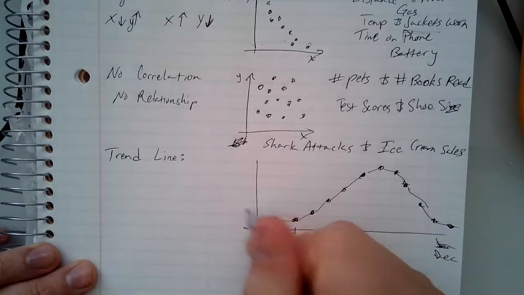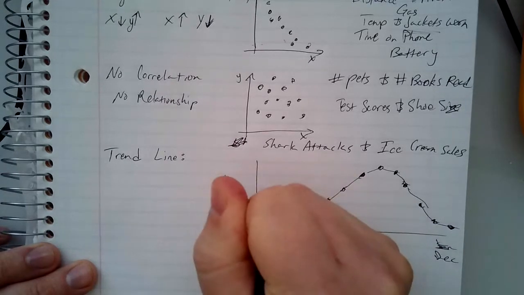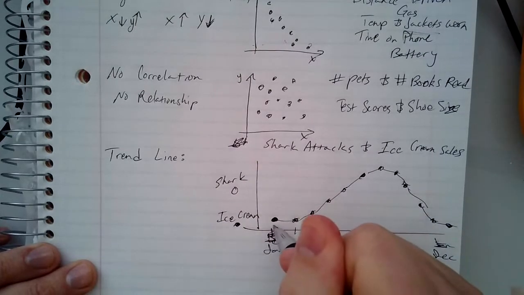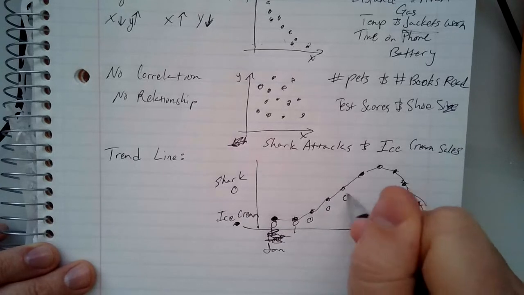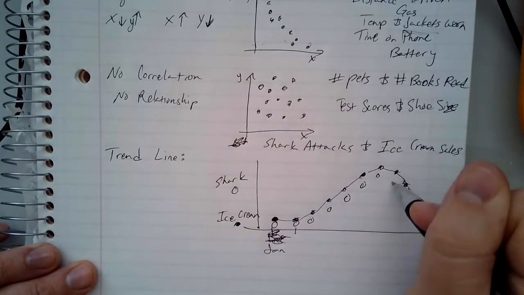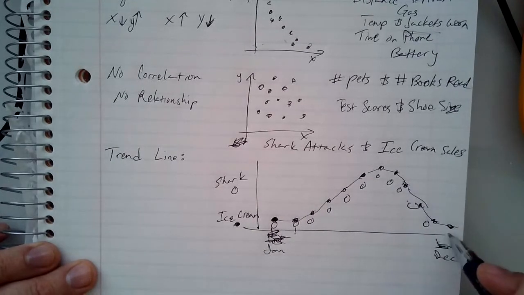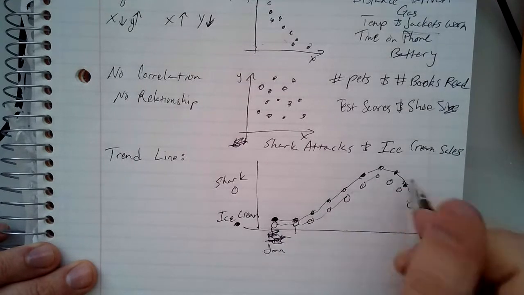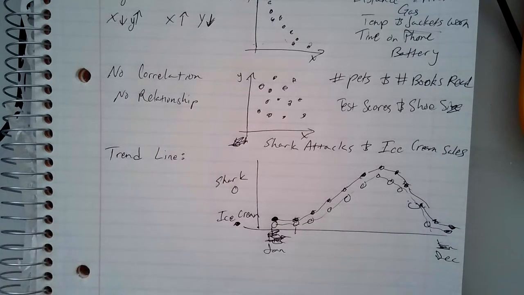Let's do ice cream here with a solid dot, and then shark attacks are going to be an open dot. And shark attacks again in January, February, March, April, they start to increase. May, June, July, August, September, October, November, and December. Now they follow the same trend line, right? They increase when ice cream sales increase, and they decrease when ice cream sales decrease.